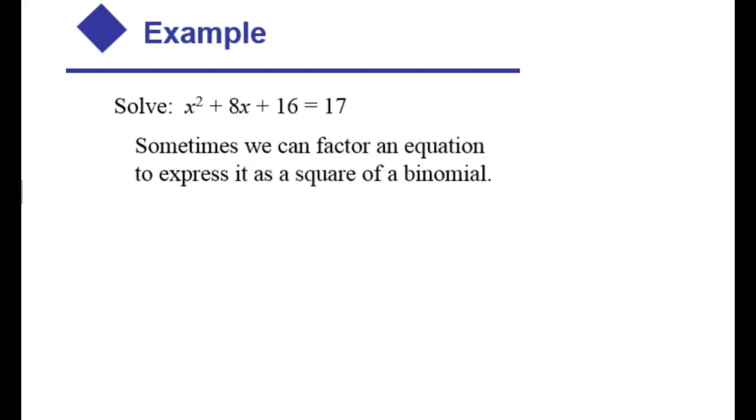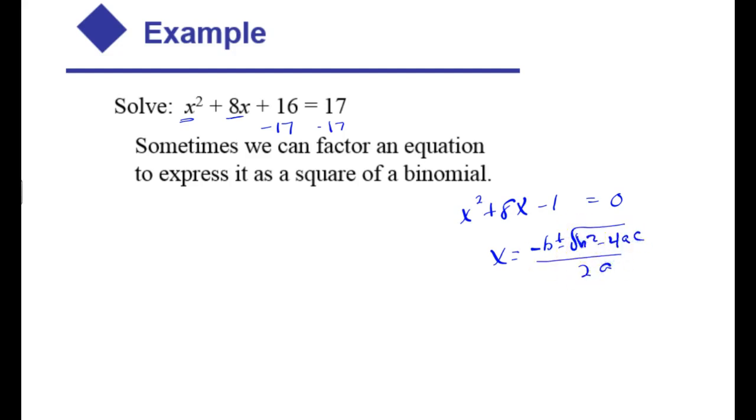This is a tricky problem. Normally I tell students that when they see an x squared and an x term, to set it equal to 0 and try to factor. So if I were to subtract off 17 from both sides, I would get a -1. So in this particular problem, I would have to use the quadratic formula. x is equal to -b plus or minus the square root of b squared minus 4ac, all divided by 2a, because there are not factors of -1 that differ by 8.